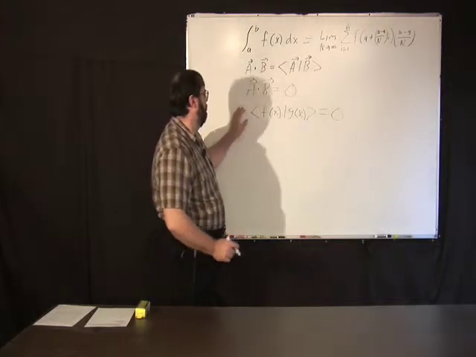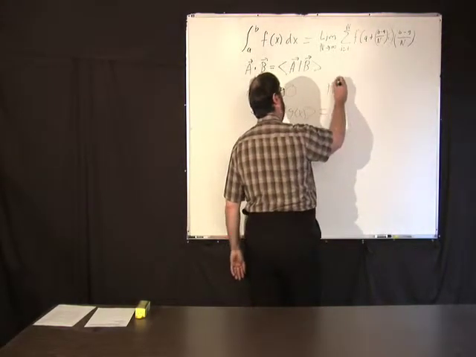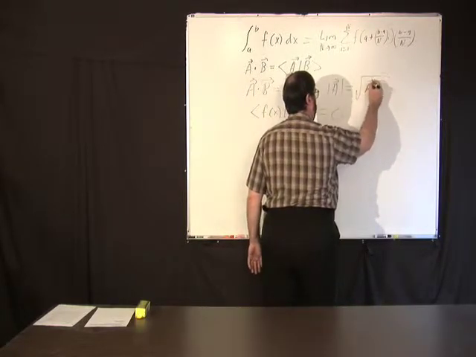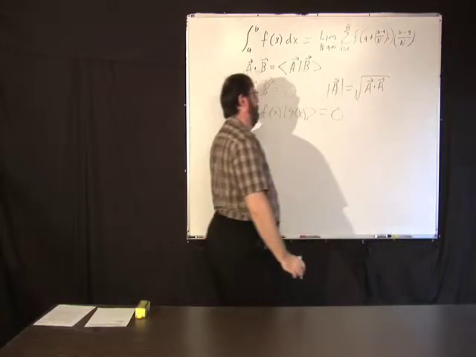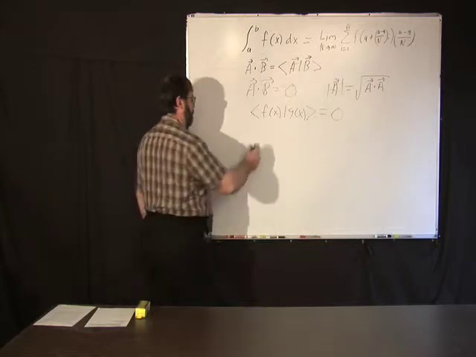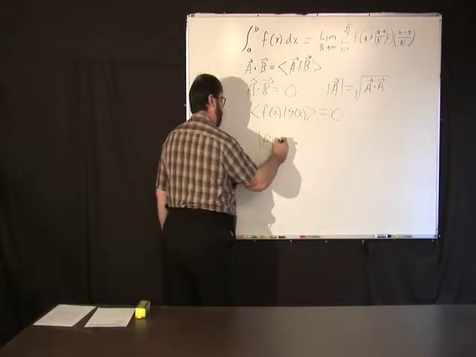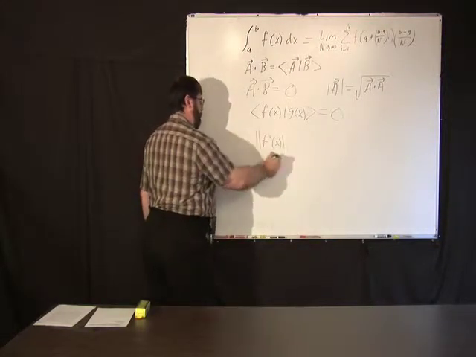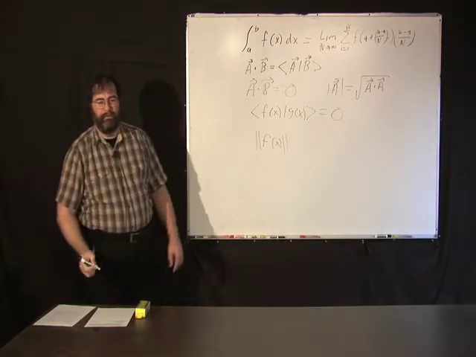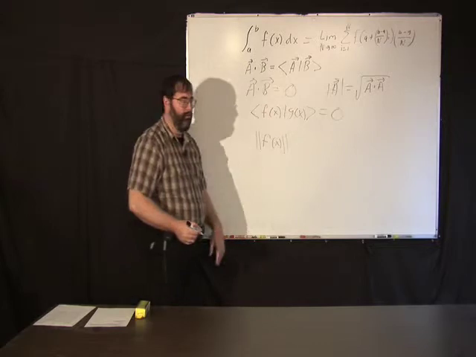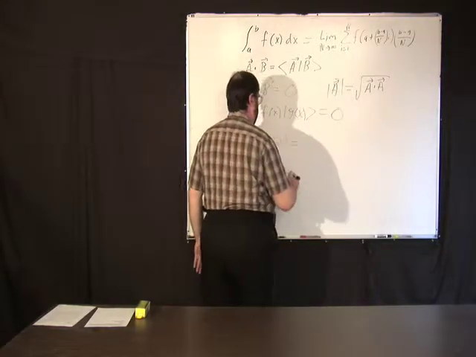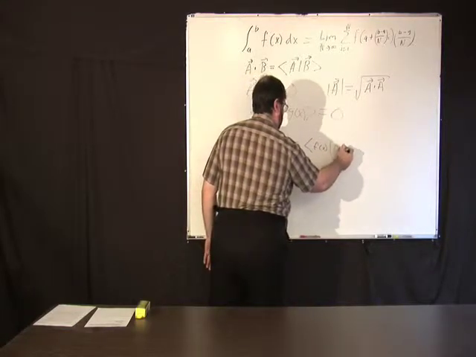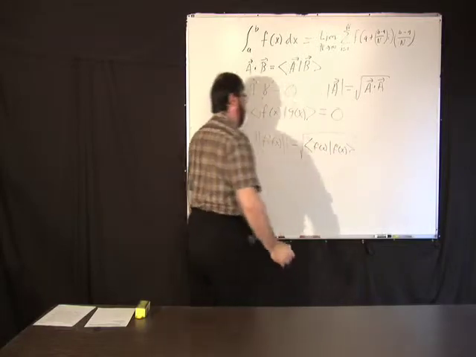Just like the magnitude of a vector is the square root of A dot A, we're going to do the same thing here. We're going to call the magnitude of the function, well, can't use that symbol, we're going to use some other symbol. We'll put 2 lines here because we don't want to confuse it with absolute value. The symbol is called the norm. So this is going to equal the square root of the inner product of f of x with itself.